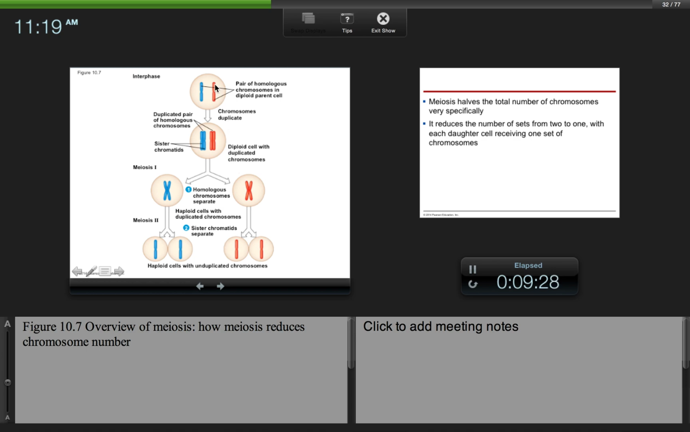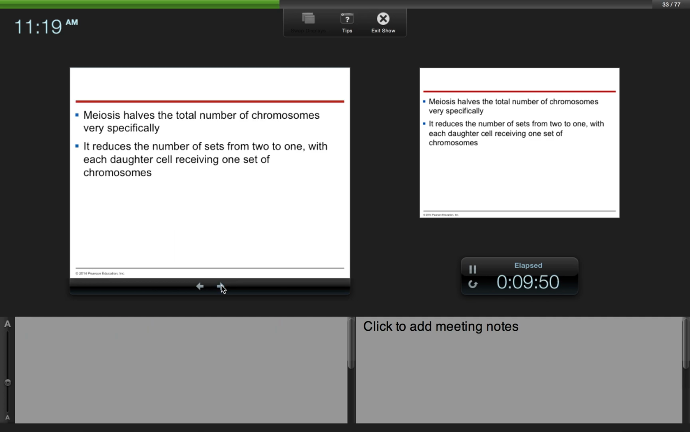Okay, so here we have a pair of homologous chromosomes. After the S phase of interphase, they become duplicated chromosomes. After meiosis 1, the pairs separate, and after meiosis 2, the sister chromatids are ripped apart at their centromeres. So we end up with haploid cells.